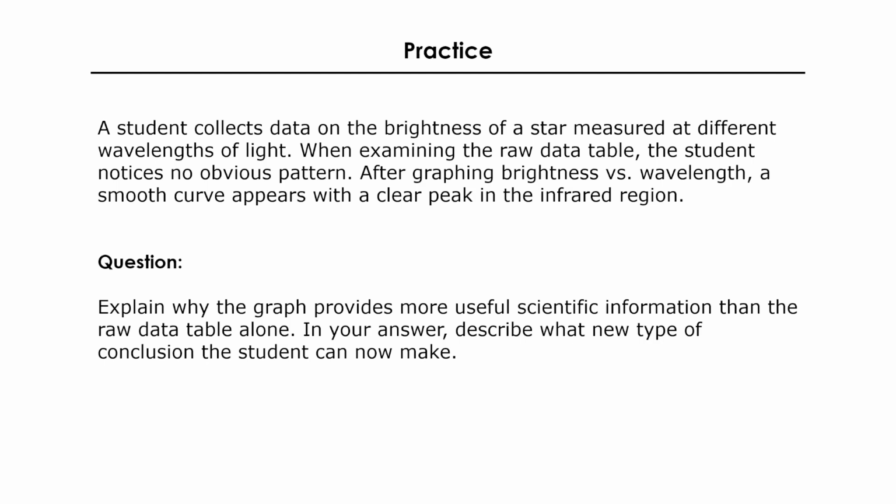Let's check out this practice question, so see how you do. It says a student collects data on the brightness of a star measured at different wavelengths of light. When examining the raw data table, the student notices no obvious pattern. But after they graph brightness versus wavelength, a smooth curve appears with a clear peak in the infrared region. So the question is, two parts. Explain why the graph provides more useful scientific information than the raw data table alone. And then describe what new type of conclusion the student can now make.